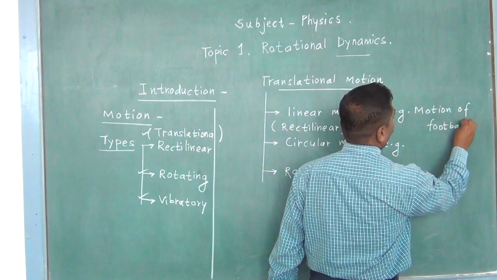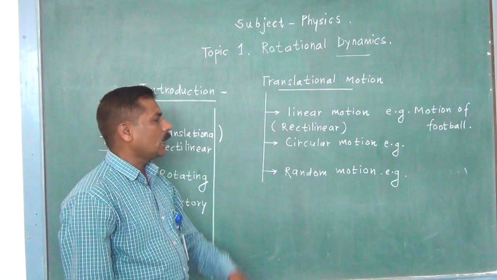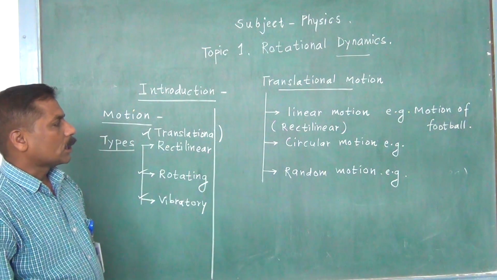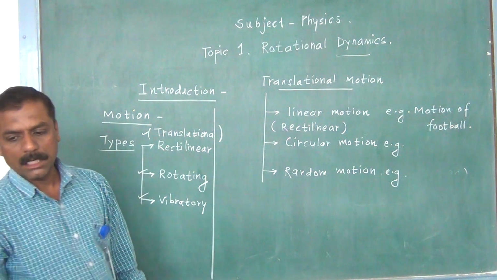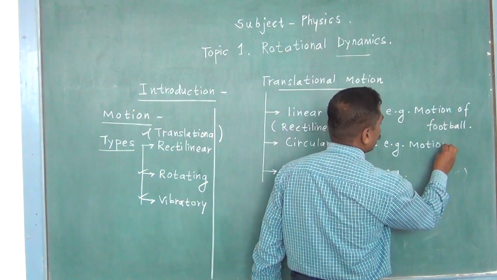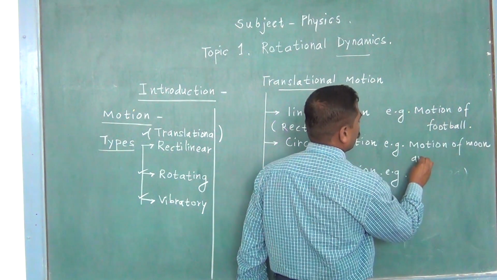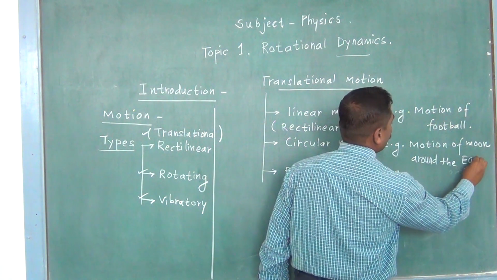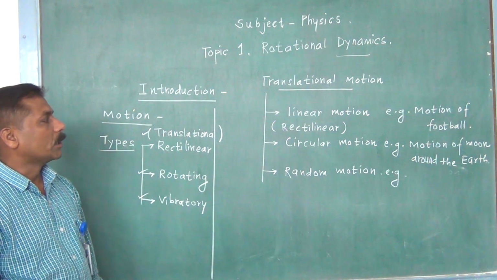Motion of the football, it is moving along a straight line. So this is the example for the linear motion. In case of the circular motion, the object is moving along the circumference of a circle. We can take the example, that is motion of moon around the earth. So this is the example related to the circular motion.